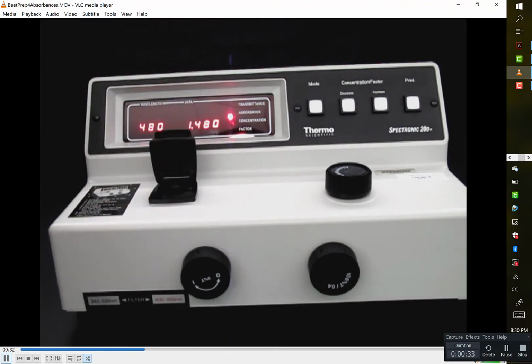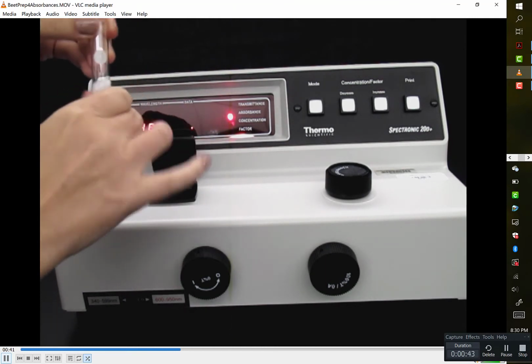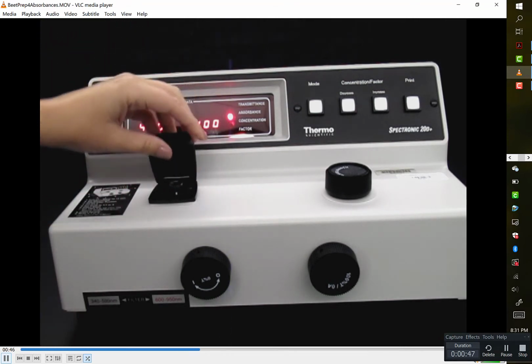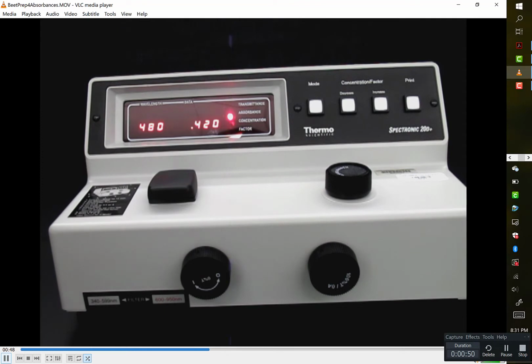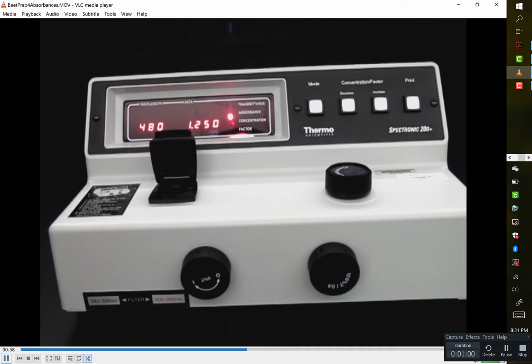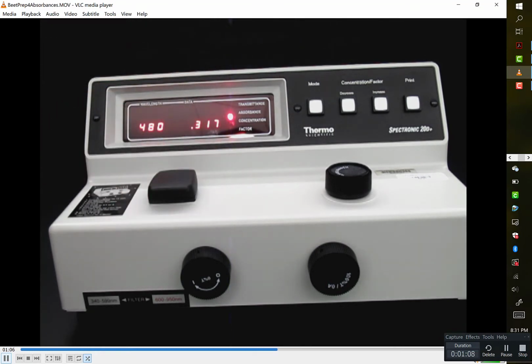So I take that one out. Now I'm going to go to pH 5. I'm going to wipe off any fingerprints that might be on this cuvette. I'm going to simply put it in the cuvette holder, and I'm going to record the absorbance for pH 5. I'm going to take out 5. I'm going to move on to pH 7. Put it in, close the sample compartment, record the absorbance for pH 7.